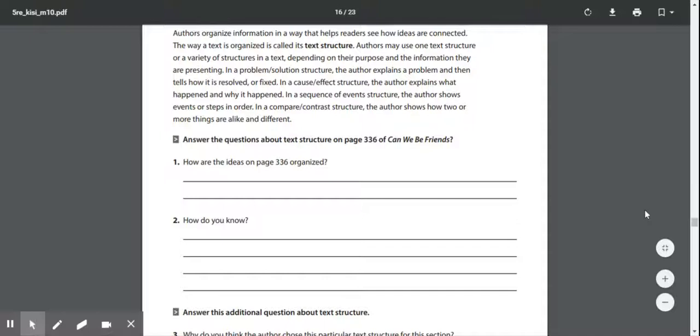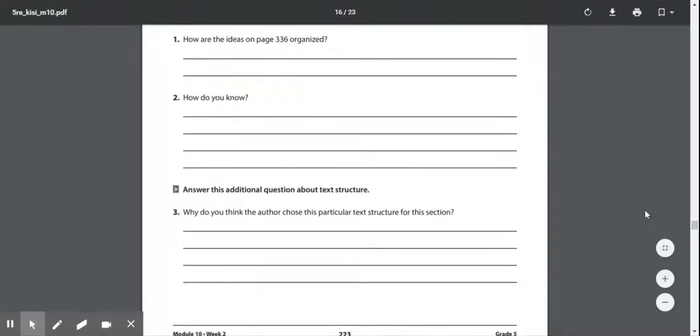And then number two is asking you, how do you know? So how did you figure out how the author chose to lay out those ideas on page 336? And then number three is asking, why do you think the author chose this particular text structure for this section?